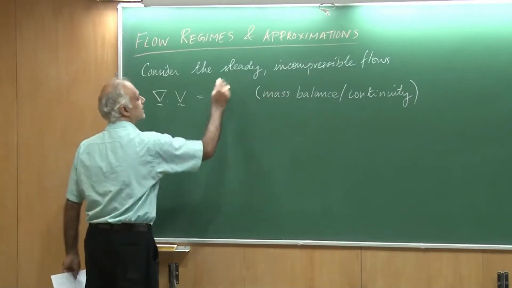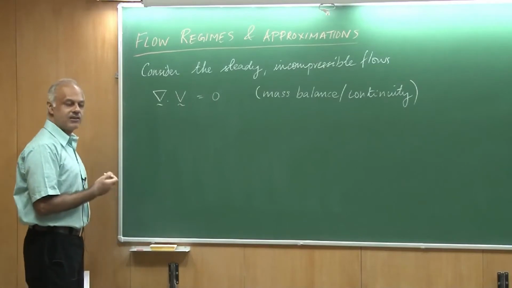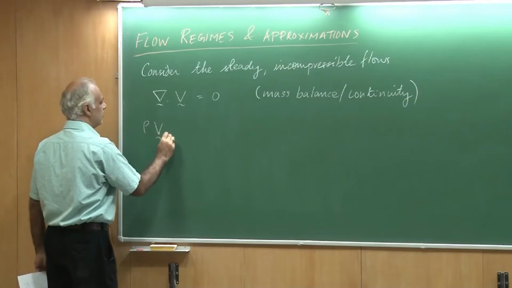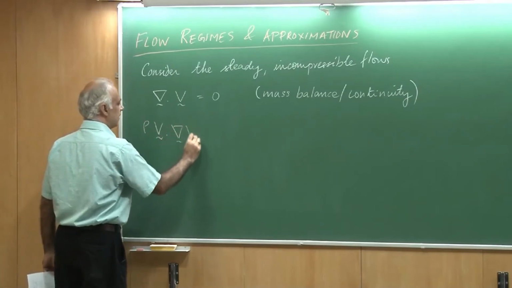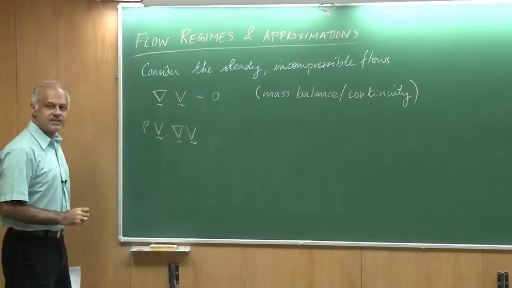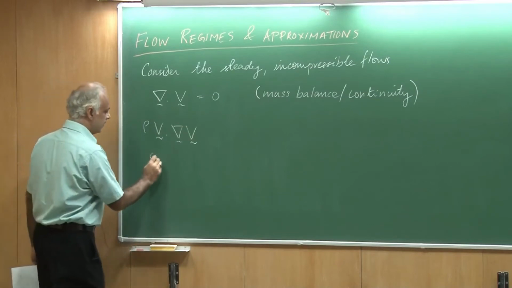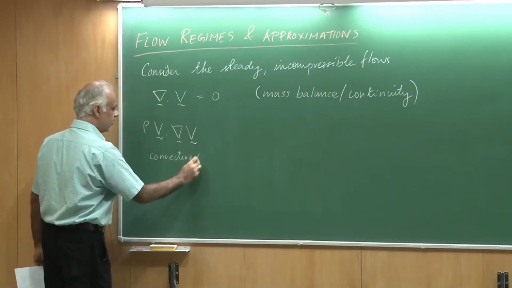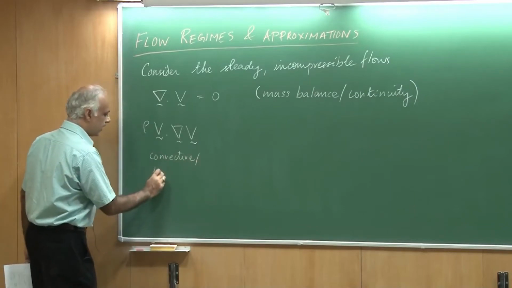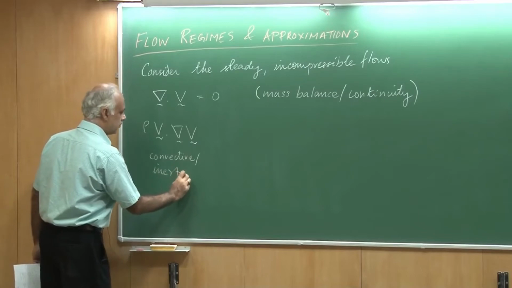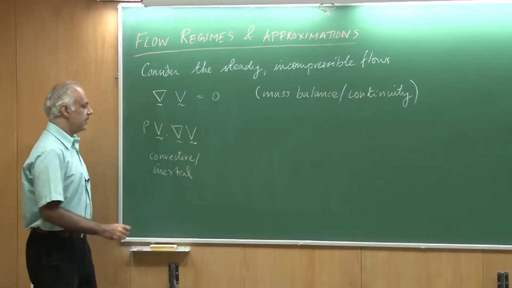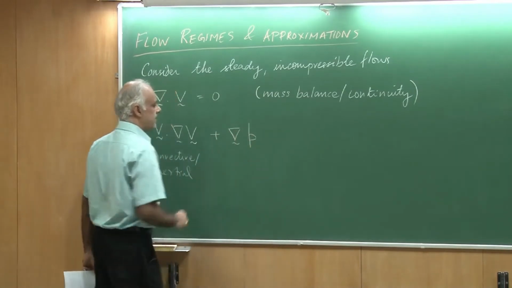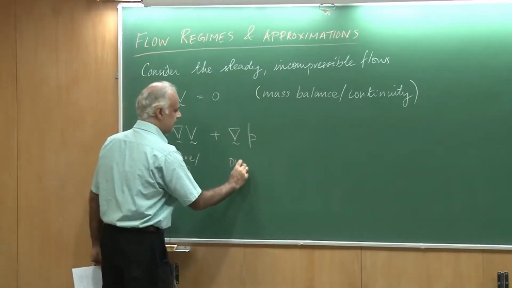we are dealing with a steady flow. So, we will not write the time dependent term. So, that would be rho V dot gradient of V. That is the convective term. So, this is the convective acceleration, or what we also call the inertial term. Then we have the pressure gradient. So, this is the pressure gradient.